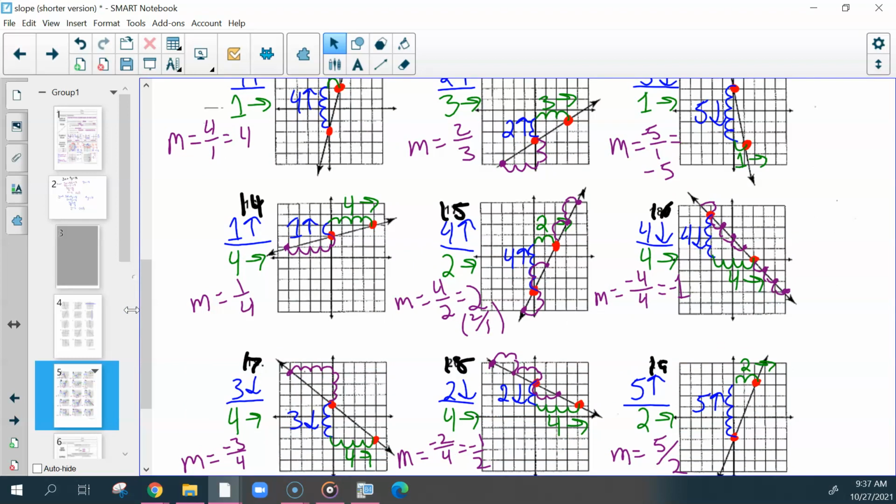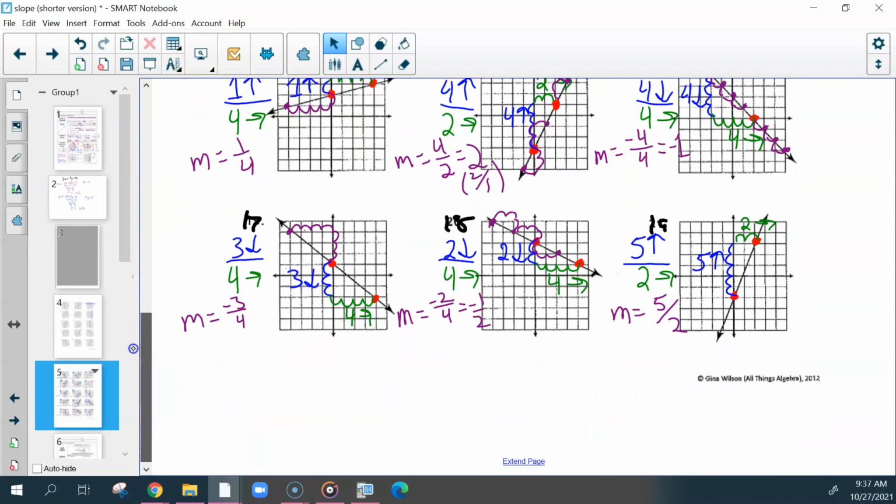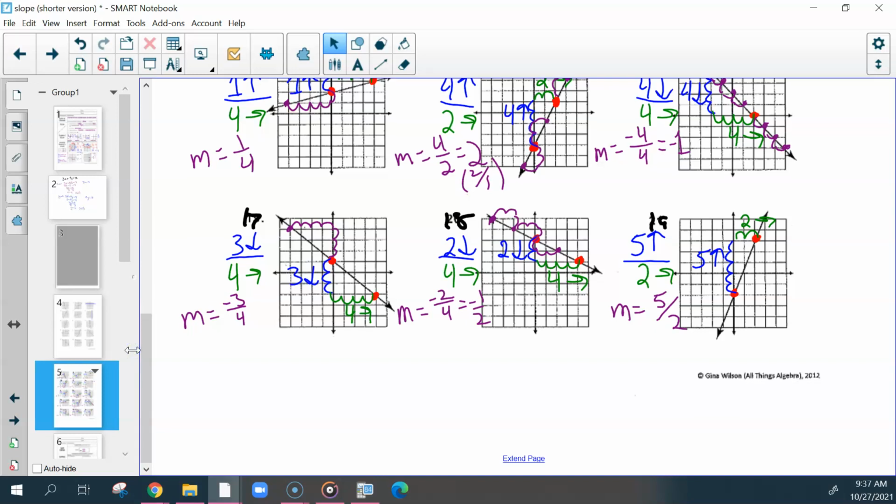16 was -2. I'm sorry, that's a 1. -1. 17 was -3/4. Hold on. 18 was -1/2. And 19 was 5 over 2, 5 halves.